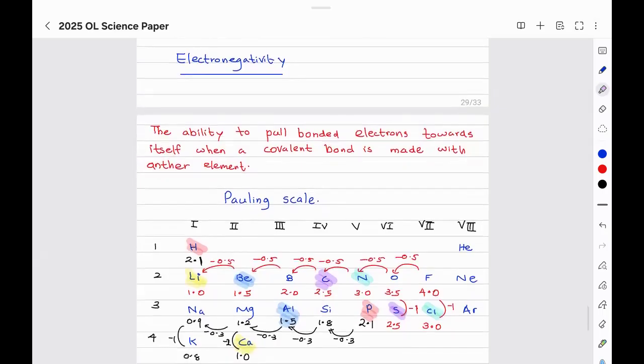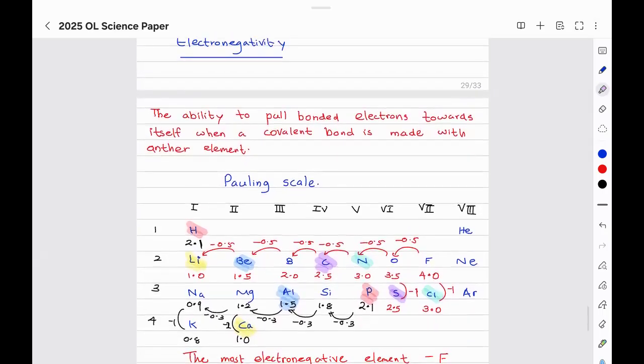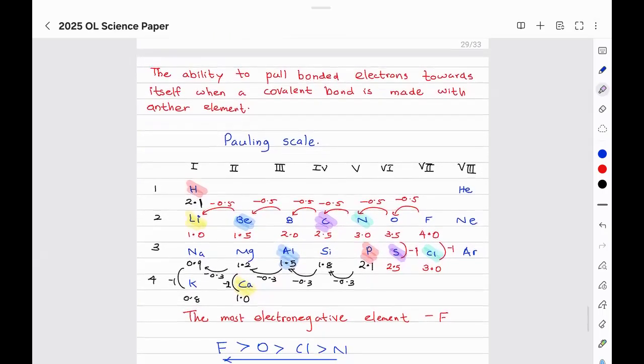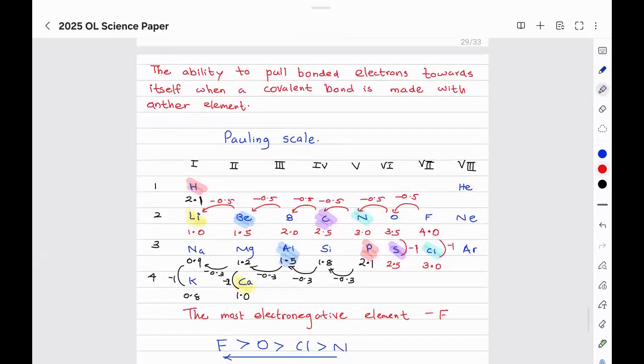Definition for the electronegativity: the ability to pull bonded electrons towards itself when a covalent bond is made with another element is known as electronegativity.